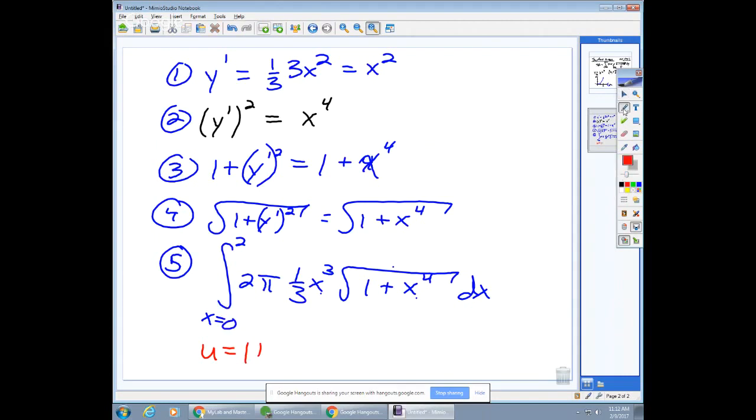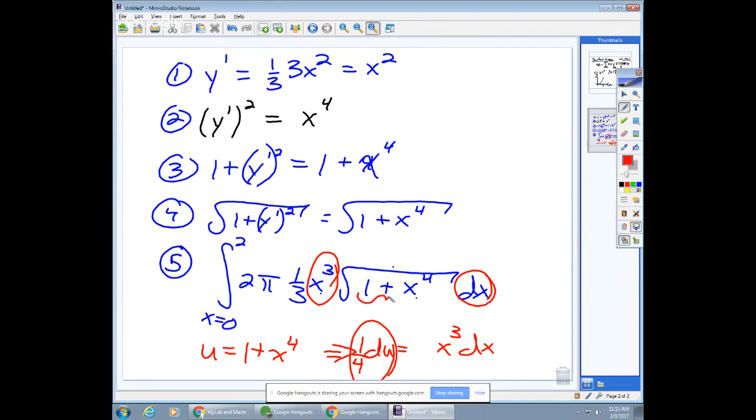So if we let u equal 1 plus x to the 4th, then that implies that du is equal to 4x to the 3rd dx. Now I don't have that 4, but I could throw it to the other side. So instead of a 4 on this side, I could say it's going to be 1/4 du right there. So I'm going to replace my x cubed dx with 1/4 du.